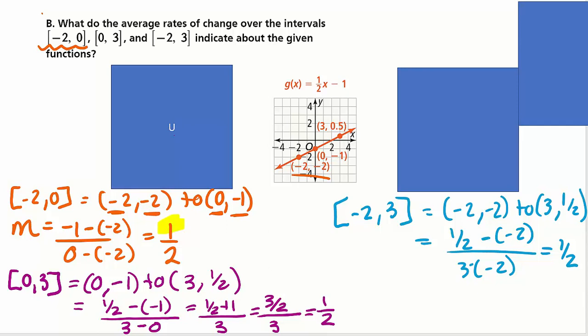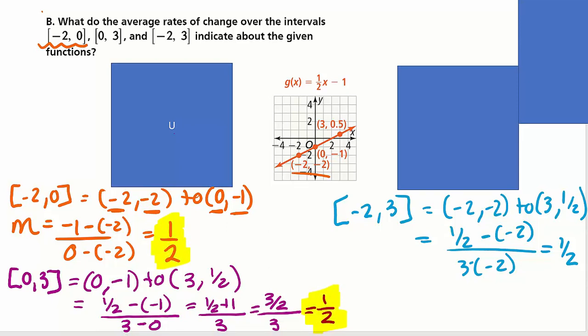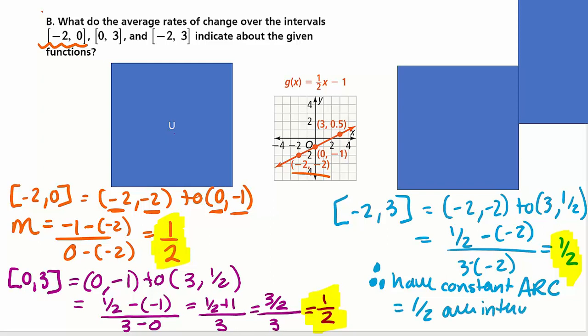So let's look at our average rates of change. We have 1/2 for each of them. So therefore, my 3 dots here means therefore, we have a constant average rate of change, which is equal to 1/2 over the interval of A, B. So any 2 points that we pick on that line is going to have an average rate of change of 1/2. It's going to have a constant slope is essentially what we're saying.